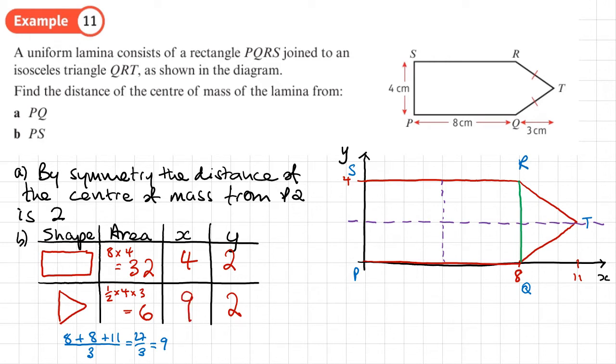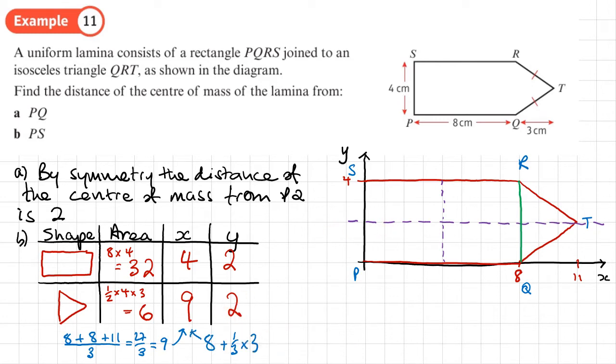Now in the same way, I could work out what the y coordinate of the center of mass is. Now obviously it's easier by symmetry, but if I were to add together the y coordinates of the vertices of this triangle and divide by 3, I should get the same answer. And if I do that, then the y coordinates are 0 for Q, y coordinate of 2 for T, and a y coordinate of 4 for R. Divide by 3, 6 divided by 3, you get 2.